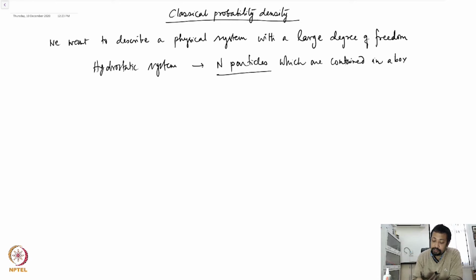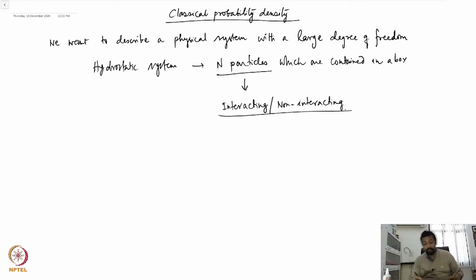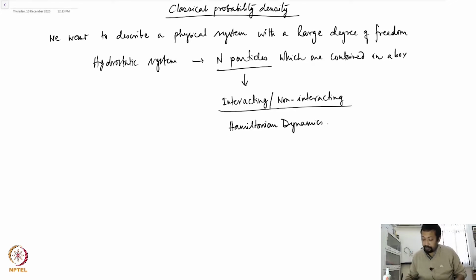Right? Now these n particles can be interacting as well as or can be non-interacting. Right? But essentially the dynamics is governed by the Hamiltonian dynamics. So you have the Newton's equation of motion, and the particles' trajectories are updated based on this Newton's equation of motion.